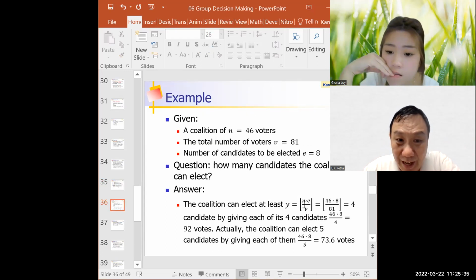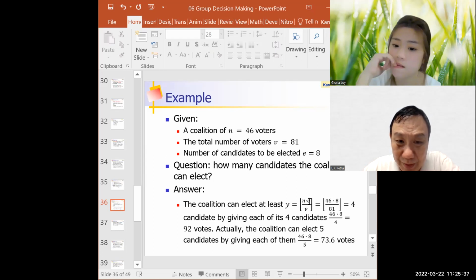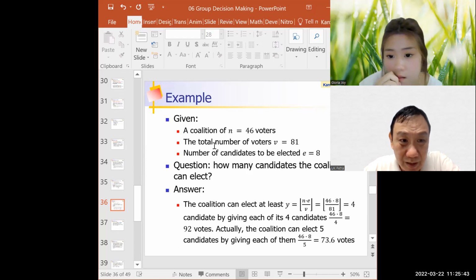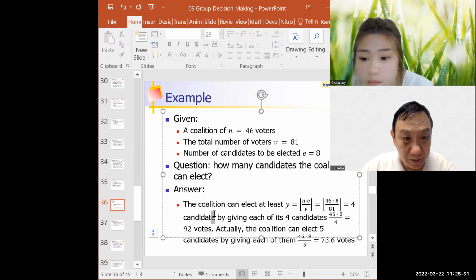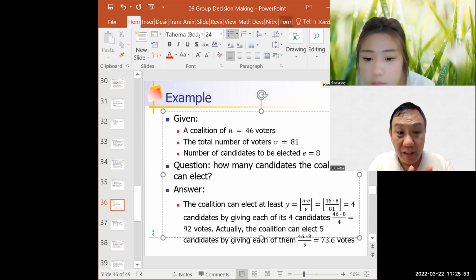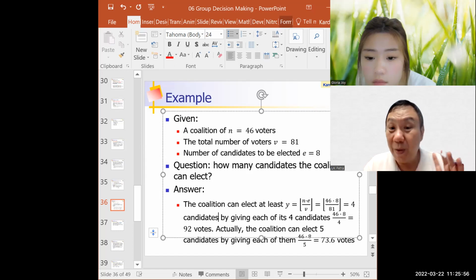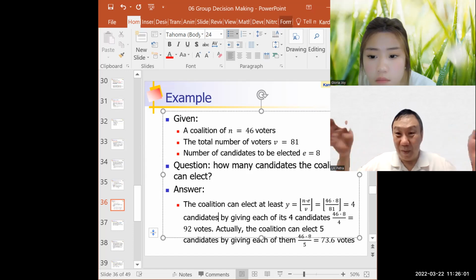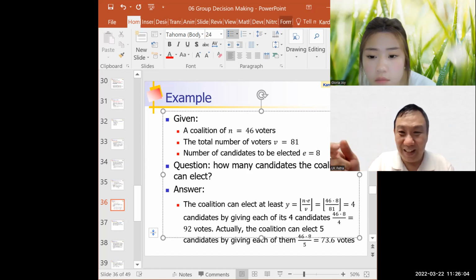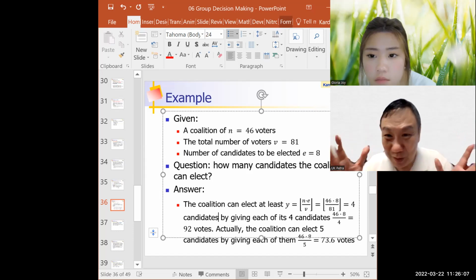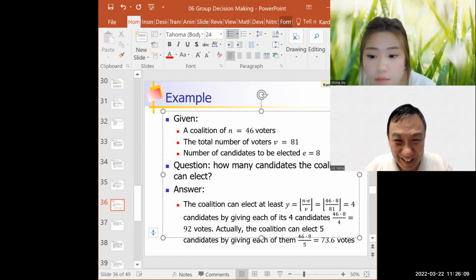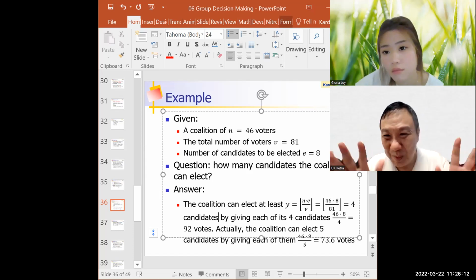That coalition can elect, with this formula, n times E, n is 46, E is 8, divided by the total number of voters, which is 81. So the coalition can elect 4 candidates, by giving each of its 4 candidates how many votes? 92 votes. So equal votes, 92 votes. Let's make a cooperation so that you will win. So I will select these 4. How many votes will I give? So you know how to distribute.